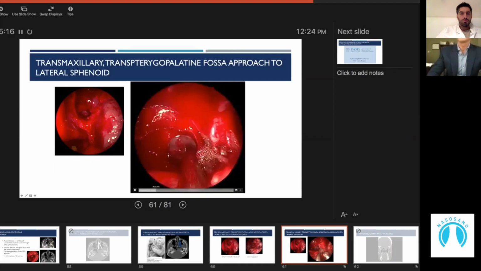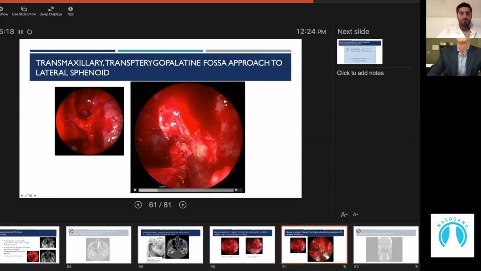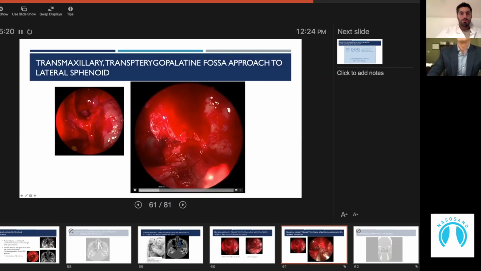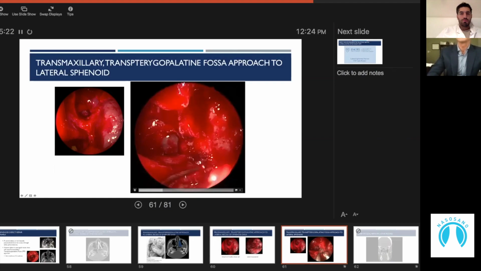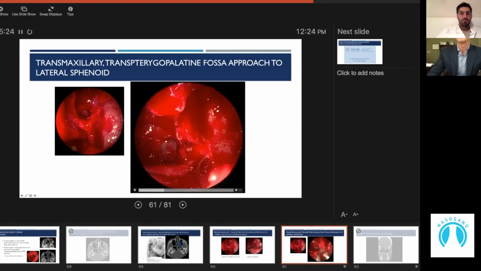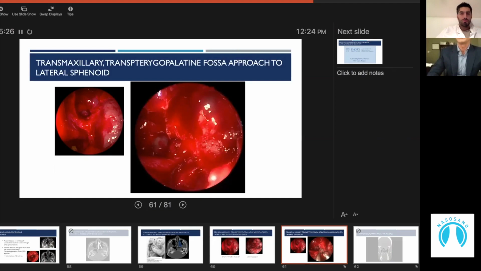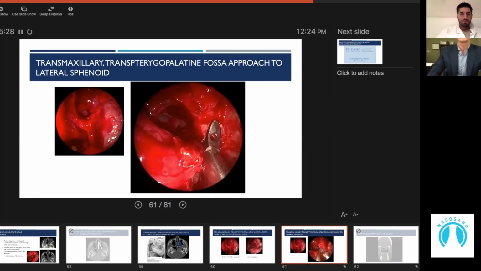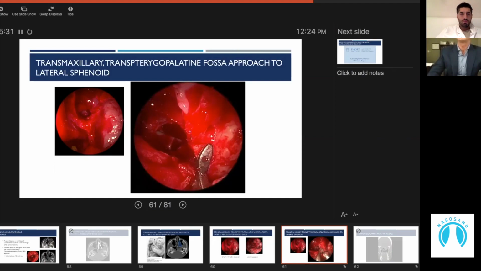Let's fast forward this a little bit. But we're going to take this bone off the posterior wall of the maxillary sinus. Now, this is a sphenopalatine foramen right here probing. And now we can take all that bone off superficial and superior to it.